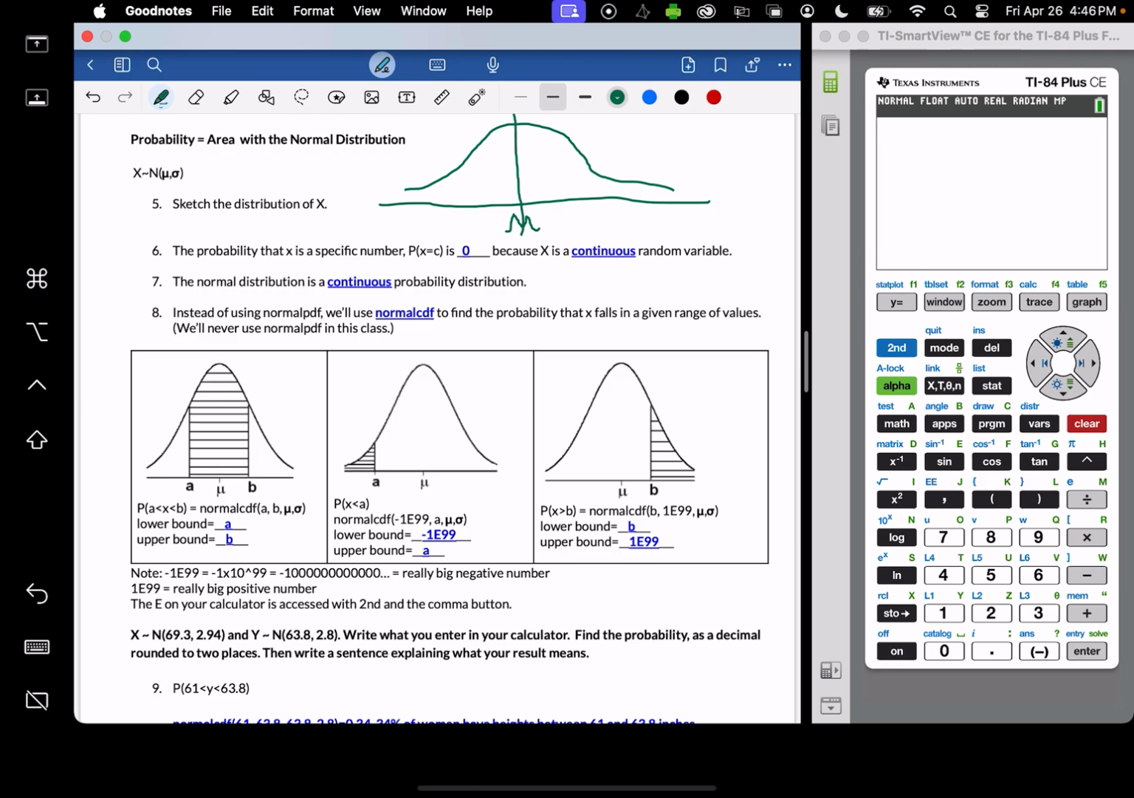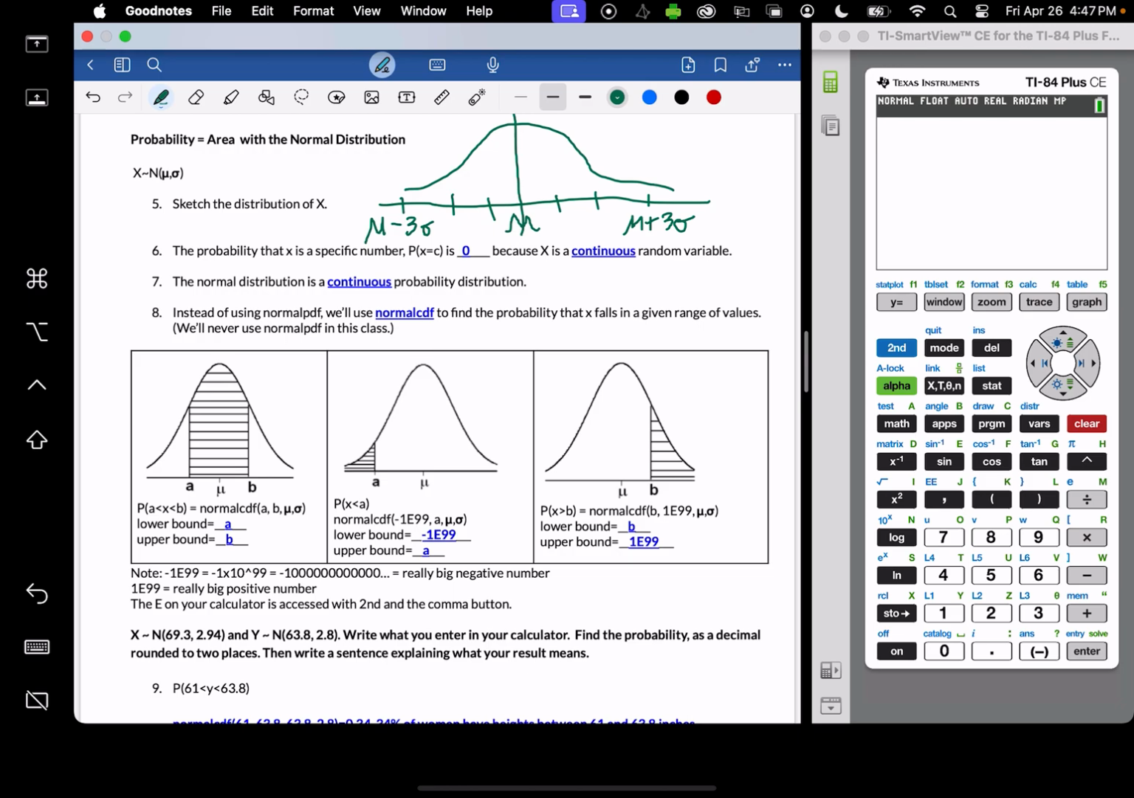And then we can make tick marks 1, 2, 3, 1, 2, 3. And I'm not going to label them 1, 2, and 3. I would like to label them mu plus sigma, mu plus 2 sigma, and mu plus 3 sigma, which is maybe all I have space for here. And then on the other side, it would be mu minus sigma, mu minus 2 sigma, and mu minus 3 sigma.